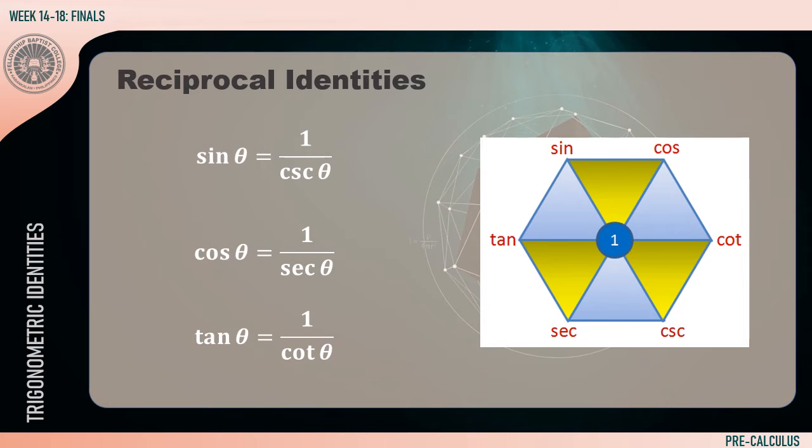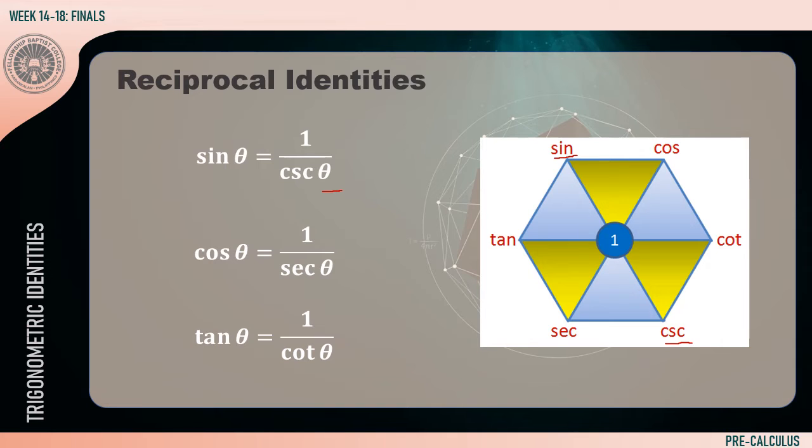Kagina yung reciprocal identities, pwede man nato siya kuhaon gamit sa same nga hexagon. Reciprocal identities, kung ano ang ara sa opposite niya sa hexagon, amo na siyang iyang reciprocal identity. So we have sine and also cosecant. So sine is equal to 1 over cosecant. Pwede man na cosecant is equal to 1 over sine. Basta ang ara sa opposite niya.